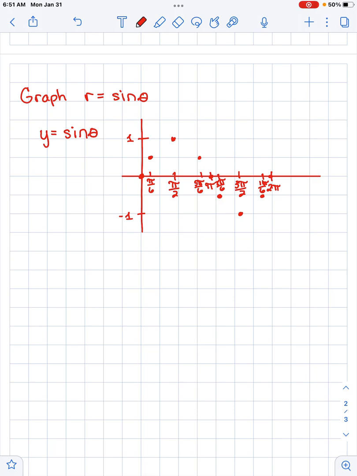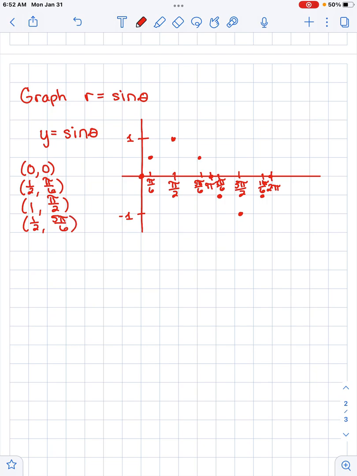I've got this graph for sine theta. I've got some ordered pairs that I can now use to graph my polar graph. So let's look at the ordered pairs that I have. I have 0, 0. I have pi over 6 is the angle and 1/2 is the r value. So I have 1/2, pi over 6. I also have at pi over 2, we're equal to 1. So it's 1, pi over 2, and so on.